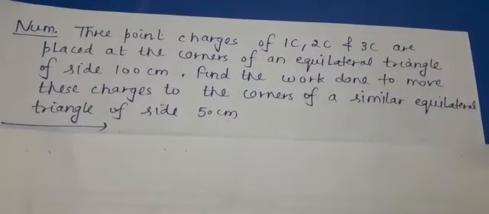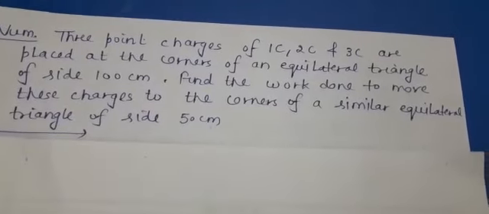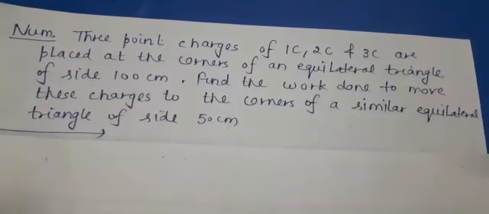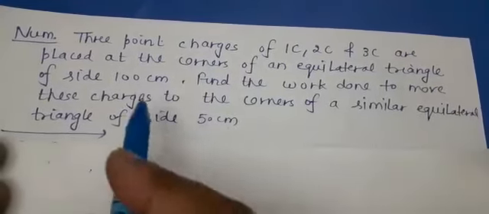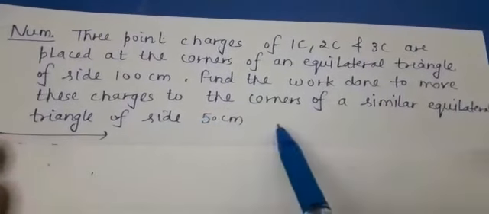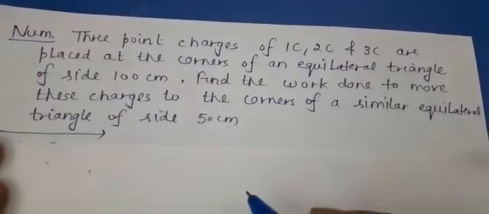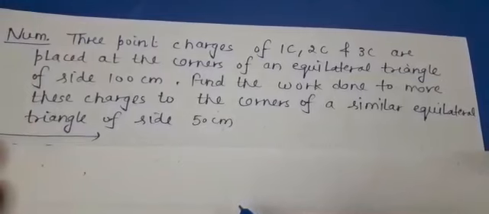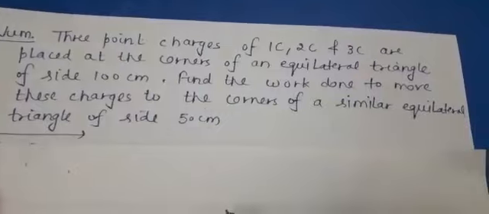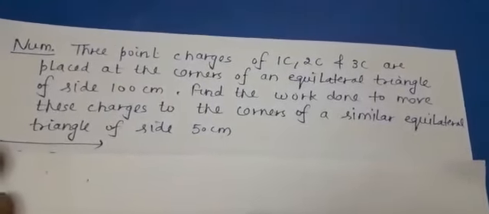Now the next numerical. Three point charges of 1 coulomb, 2 coulomb, 3 coulomb are placed at the corners of an equilateral triangle of side 100 centimeter. Find the work done to move these charges to the corners of a similar equilateral triangle of side 50 centimeter. Within the same triangle, you have to move the charges to the corners of another equilateral triangle with a smaller side, almost half. So how to start this question?